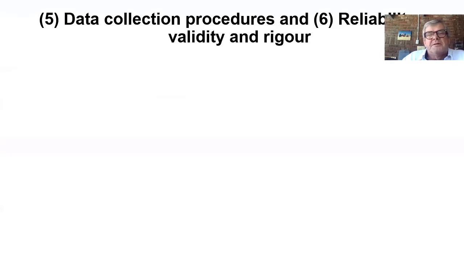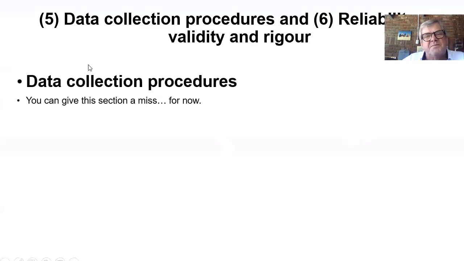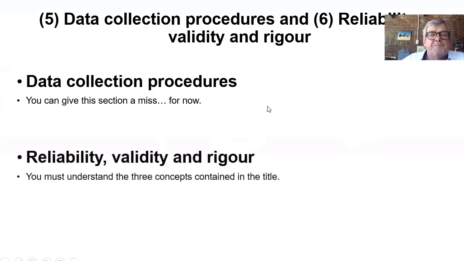Then we come to the data collection procedures and chapter 6 that refers to reliability, validity, and rigor. And the procedures, we didn't go there, and really for now you don't need to go there in terms of assessment. But these concepts of reliability and validity and rigor, you need to understand them. You need to get a sense of when your data is reliable and when it is valid, and what this thing called rigor is in terms of research. Let's get a sense of those ideas so that you can begin to speak the language of research.